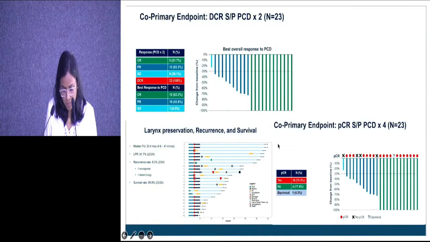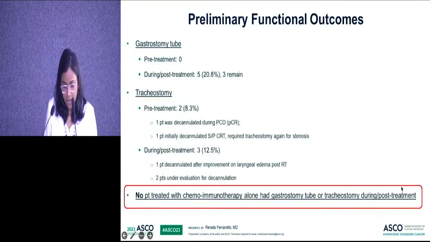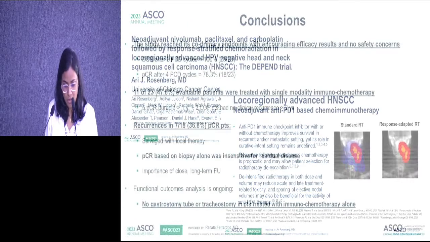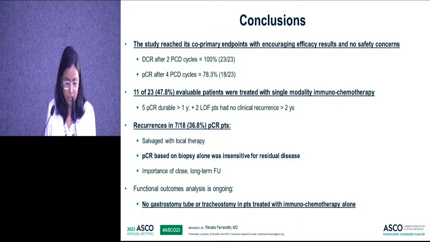And I'm just skipping, since we are out of time, to the co-primary endpoint rates, and you can see that CR was seen in 21%, of course only 5 patients because it's a phase 2 small study with a very small number of patients, and the pathologic CR was also seen in a significant number of patients. And they managed to basically achieve disease control, and also patients who received chemoimmunotherapy as a single modality did not have a tracheostomy or a gastrostomy post-treatment. So this kind of reaches the primary endpoint, but this is a small phase 2 study. We can't change practice right now based on this, but this is an interesting approach for patients where we would like to avoid long-term toxicities.